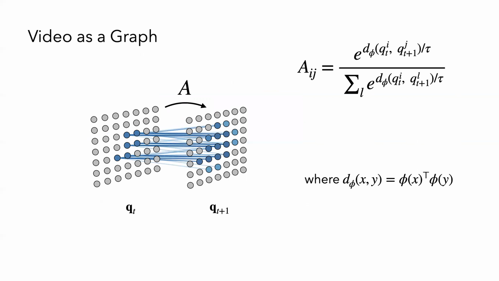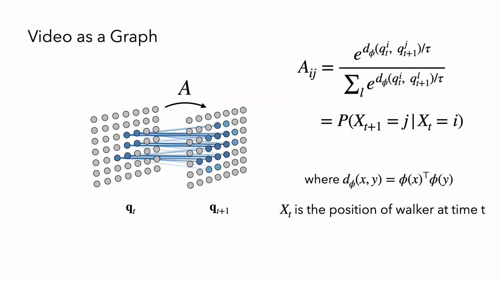For a pair of frames, we can compute the transition matrix by first computing the matrix of pairwise similarities between all adjacent nodes. We can then turn this matrix into a stochastic matrix by simply normalizing its rows with the softmax function. And so this will tell us essentially the transition probabilities of our walk on the graph.